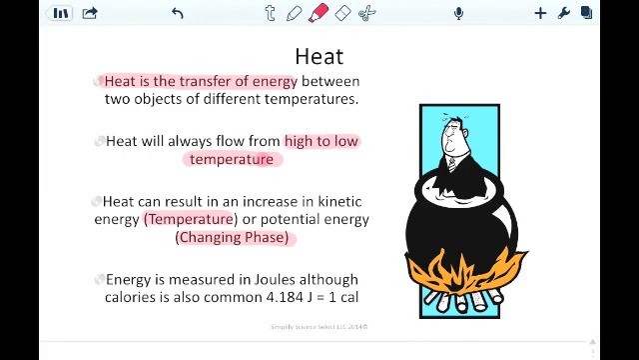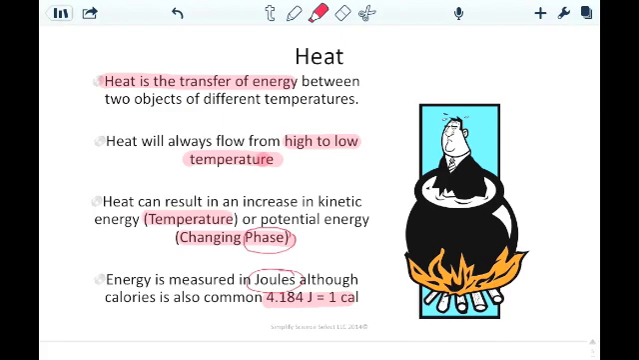We're going to talk about what this means later when we look at a graph, but we should know what a phase is. When we're talking about a phase, we're talking about a solid, a liquid, a gas. And then lastly, energy is measured in joules, which we see the conversion that we have here, 4.184 joules equals 1 calorie. We see a lot of things in calories. We don't usually see a lot of things in joules.